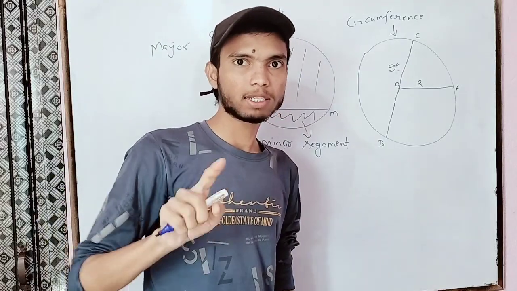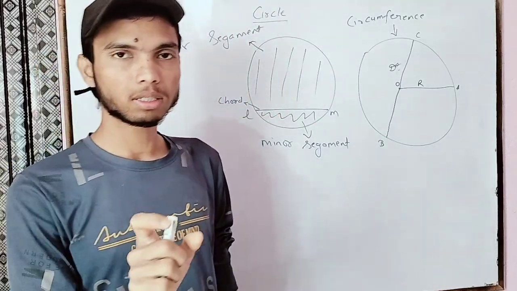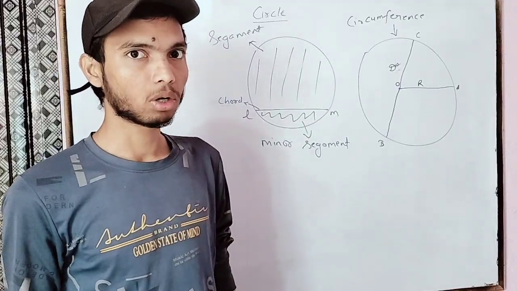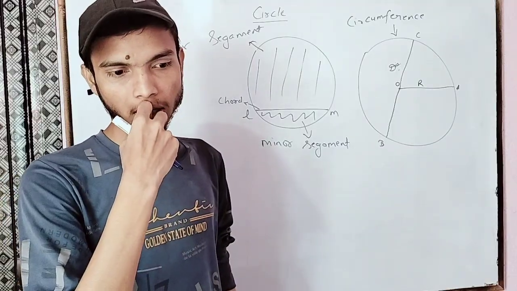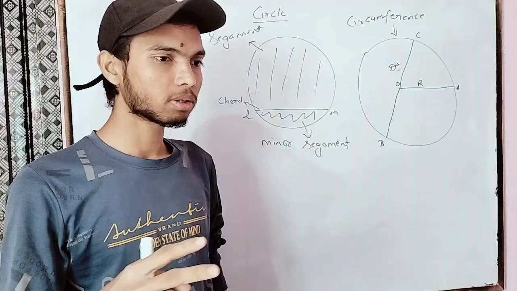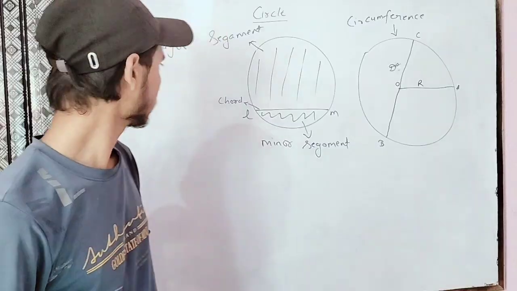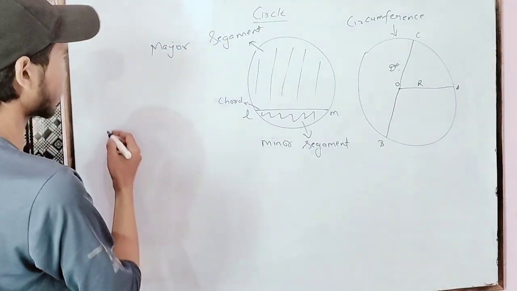Now a segment is made of a chord. If there is a chord, that chord will make a segment. Why am I saying it like that? Because we will see in the case of a sector of the circle. Would you like to see here?